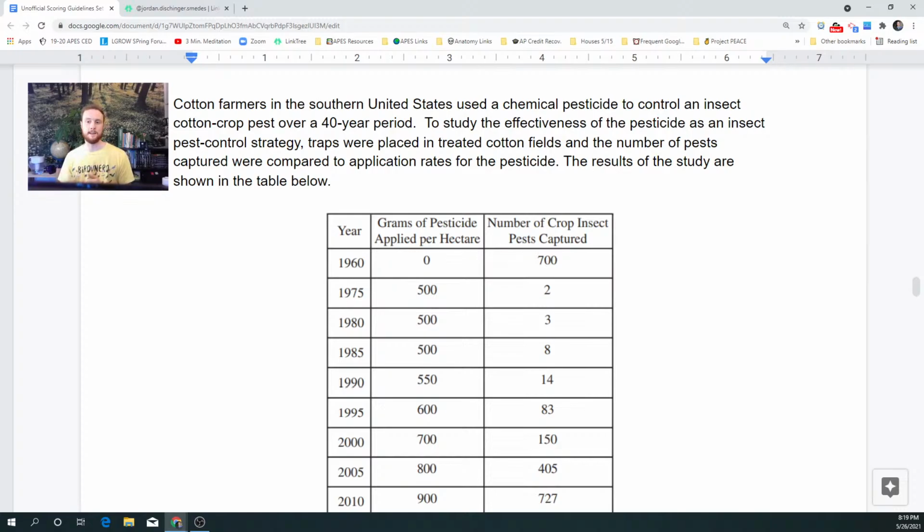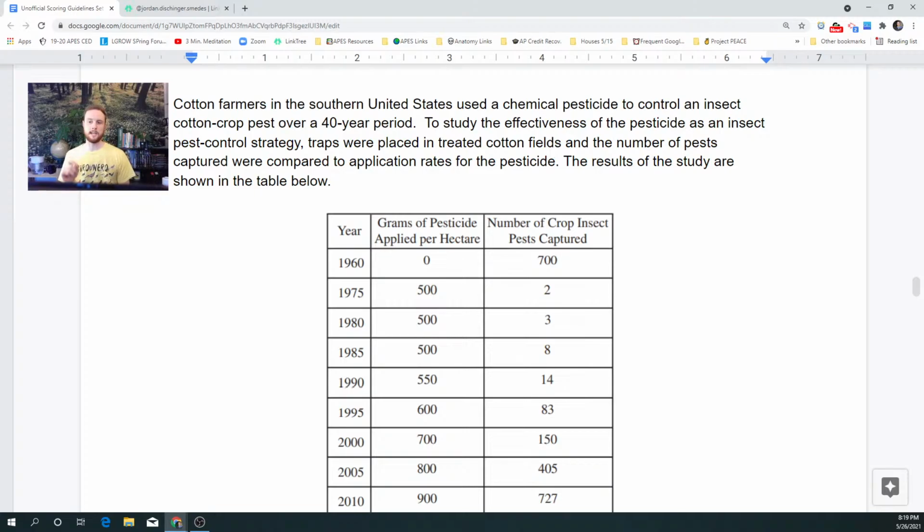Here we're looking at cotton farmers in the southern United States, and they're using a chemical pesticide to control insects over a 40-year period. To study the effectiveness of the pesticide as an insect pest control strategy, they put traps in treated cotton fields, and the number of pests captured were compared to the application rates for the pesticide. So they want to see, does the amount of pesticide we use impact the number of pests that we capture?